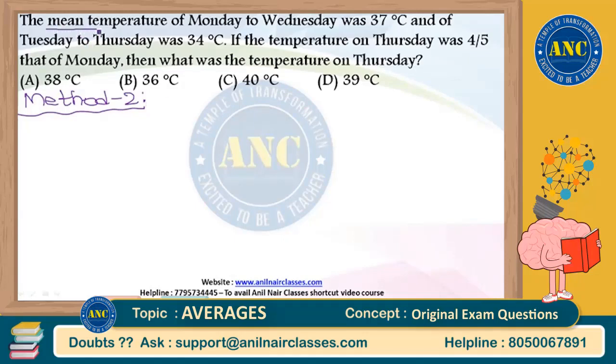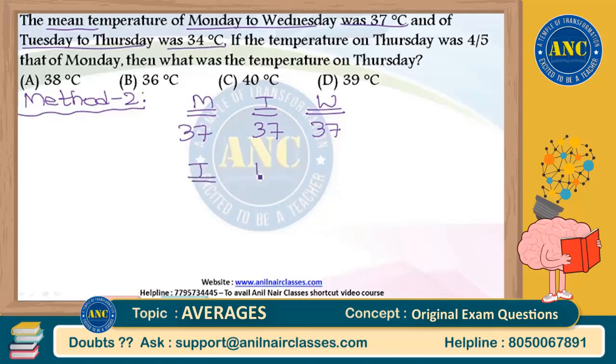Method 2. The average temperature of Monday to Wednesday was 37 degrees. Monday, Tuesday, Wednesday, average is 37, means all the 3 days it is 37. That is my conceptual learning, right? And that of Tuesday to Thursday was 34 degrees. Tuesday, Wednesday and then Thursday, average is 34, means all the 3 days it is 34, right? Now think logically. The next statement says, if the temperature on Thursday was 4/5 that of Monday, Thursday is nothing but 4/5 of Monday, right?